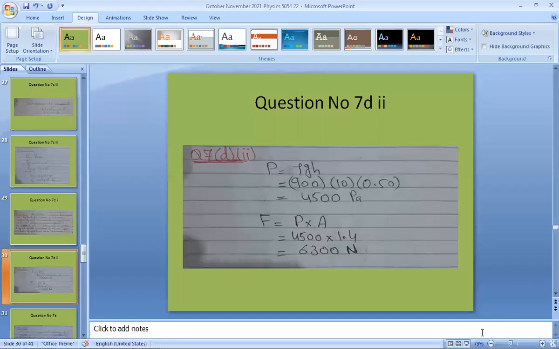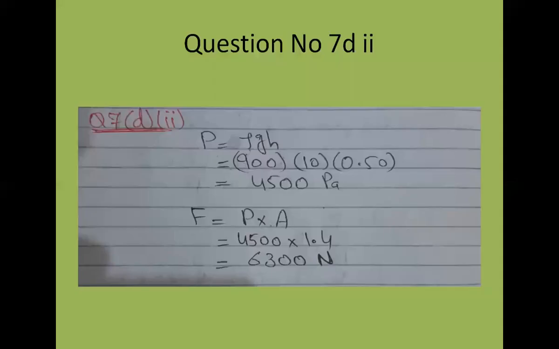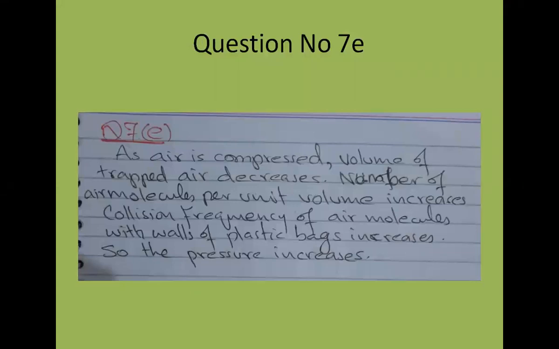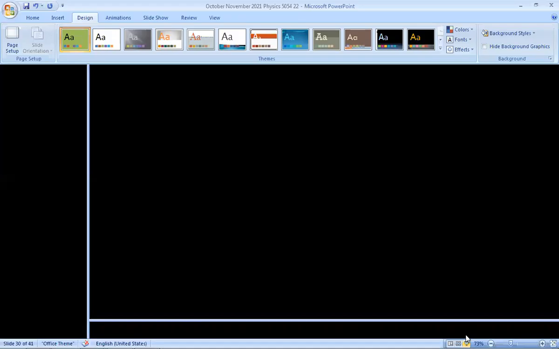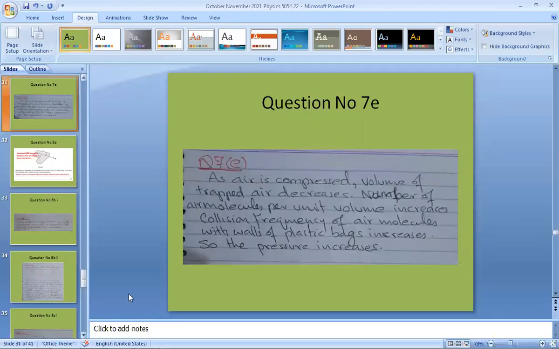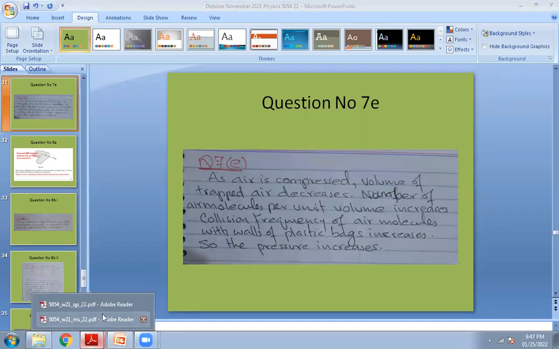Let me show you my written answer, and then we will check the marking scheme. As air is compressed, the volume of trapped air decreases. The number of air molecules per unit volume increases. The collision frequency of air molecules with the walls of the plastic bags increases. So the pressure of the air inside the bags will increase. Very important, a very famous question. I have seen this question many, many times in papers.